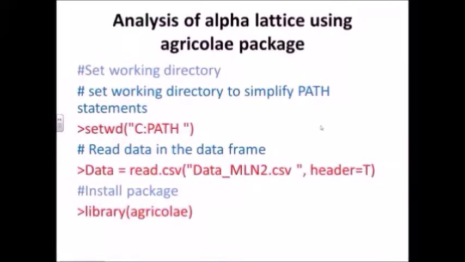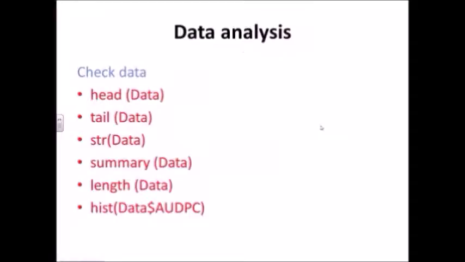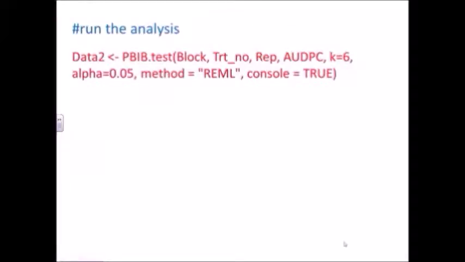Go ahead and set your working directory and read in the data. You probably already have loaded agricolae. Double check the data. This is the analysis. We're using PBIB.test. We've defined block, treatment number, and rep from our data, and we're using AUDPC. K is equal to 6. We can adjust the alpha value, so if you want a more stringent experiment, you can set alpha to 0.01. We're using restricted maximum likelihood to do this. We're echoing it back to the console, though this isn't really necessary. Okay, so what does it mean to echo it back to the console?